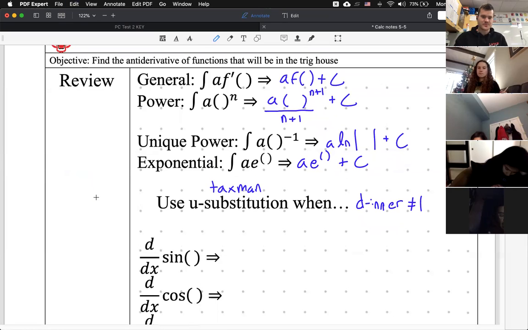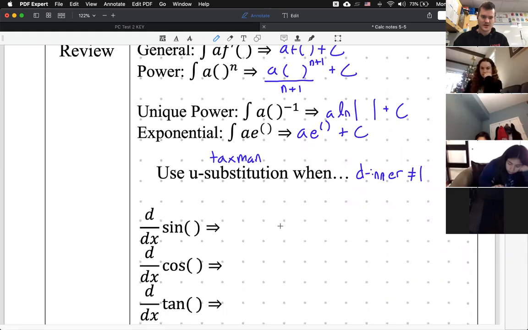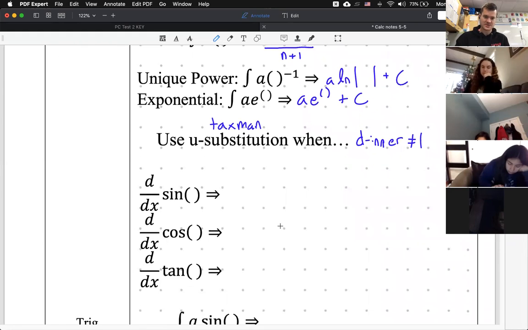So there is our review. Now we can start learning our new stuff. That should be on the speed sheet, but I haven't printed it out for you. Literally all of these five are the first five entries on your speed sheet. All right, let's go forwards.